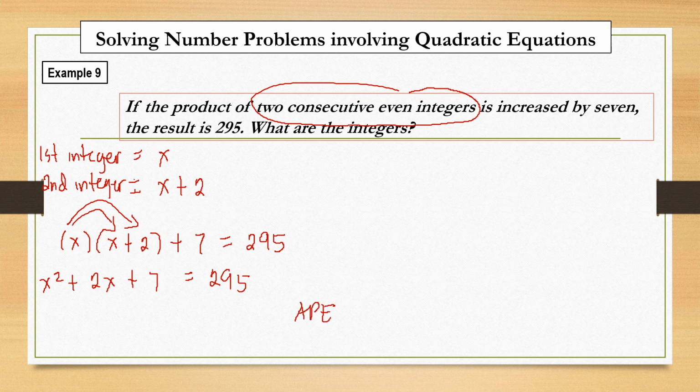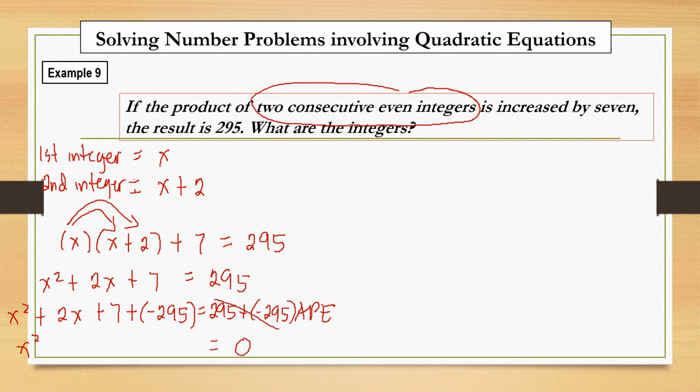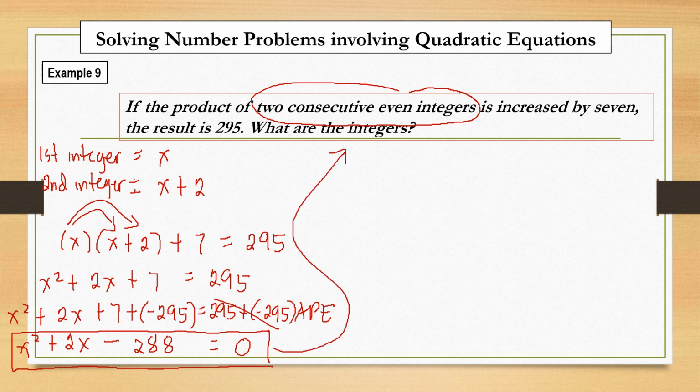By addition property of equality, we have x squared plus 2x plus 7 plus negative 295 is equal to 295 plus negative 295. So we now have x squared plus 2x plus 7 plus negative 295 is equal to 0. This is now our quadratic equation written in standard form. Let us now solve it using the method of our choice. So we have x squared plus 2x minus 288 is equal to 0.